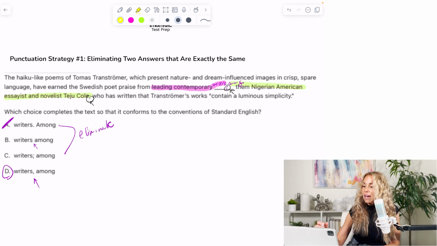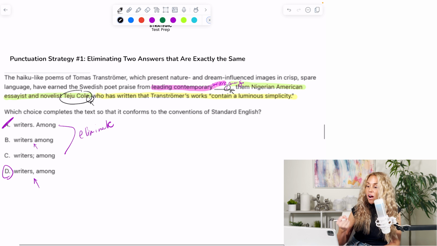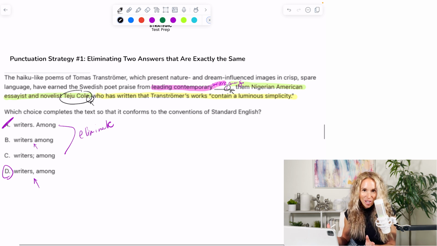Now, the funny thing is, this very last part is also a continuation explaining more about Teju Cole. So really, the whole green part and the whole yellow part that I just highlighted at the very end there is all non-essential. We could end the sentence with writers, but that explains why you need a comma there.